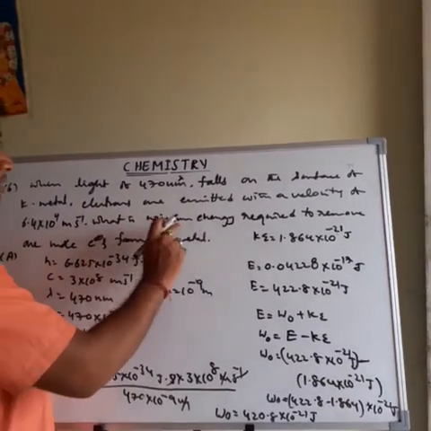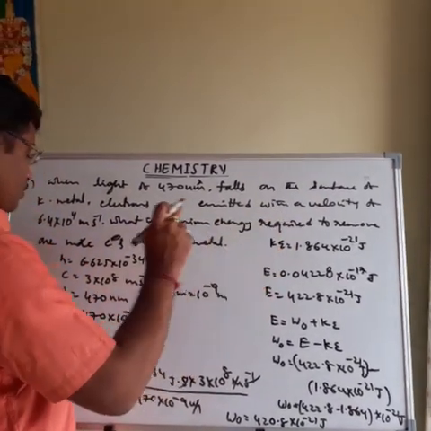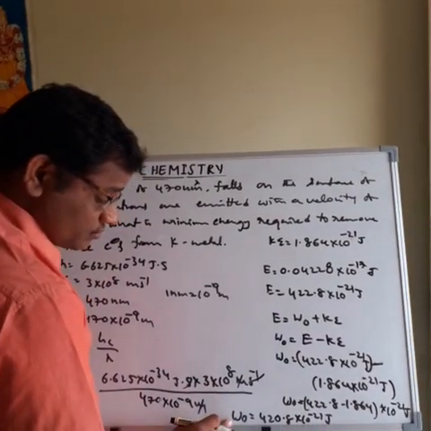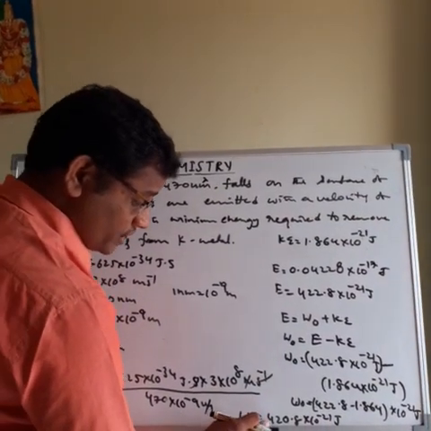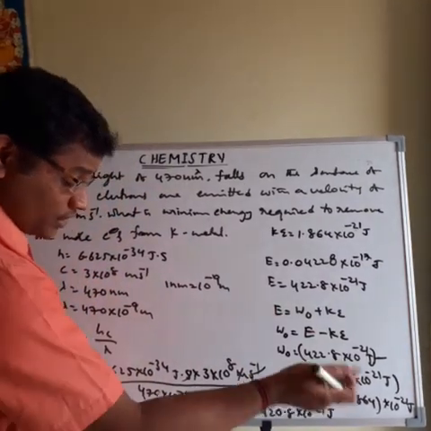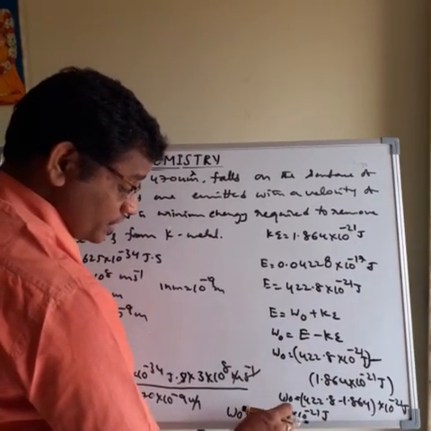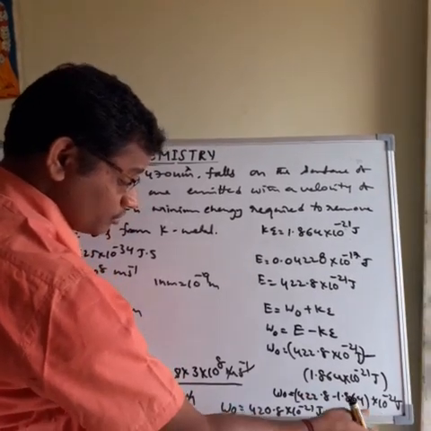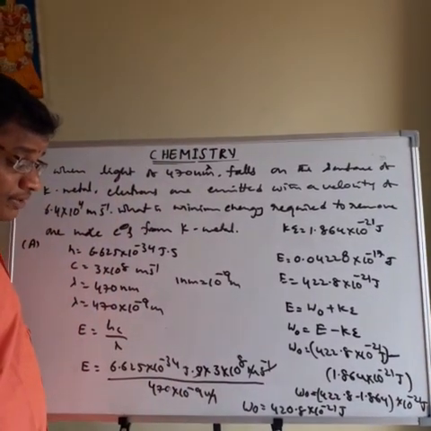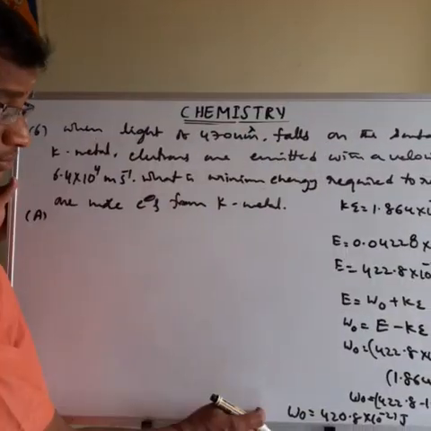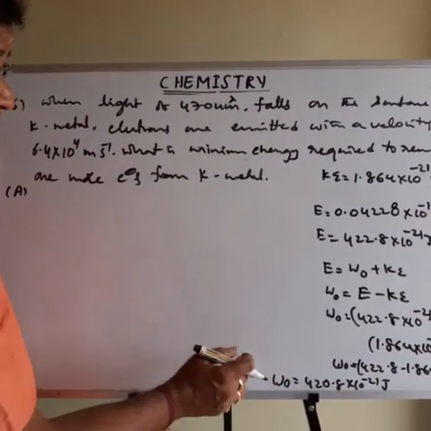But the question is, what is the minimum energy required to remove 1 mole of electrons? So this minimum energy means work function, the minimum energy required to remove 1 electron. For 1 mole of electron removal, we multiply 420.8 into 10 power minus 21 by 1 mole, which is 6.023 into 10 power 23. Then we get the answer.